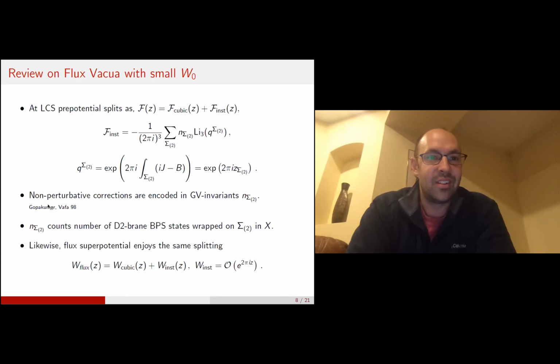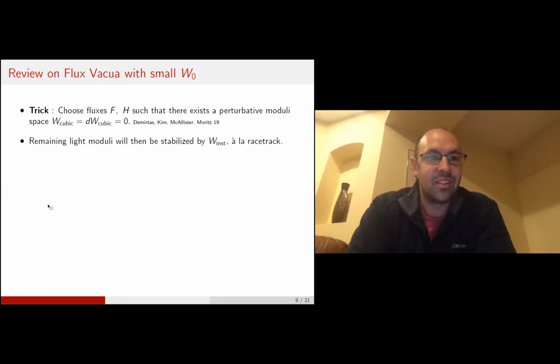The answer is yes, and the trick that we used in our last paper in December was that you can choose fluxes f and h such that there exists a perturbative moduli space in which the cubic terms, the leading terms in the flux superpotential, vanish exactly. Then you can integrate out some of the heavy moduli, and there are going to be some light moduli, and those light moduli will be stabilized by the instanton corrections to the flux superpotential, by realizing the racetrack scenario in an explicit manner.